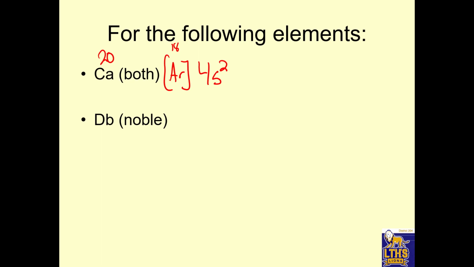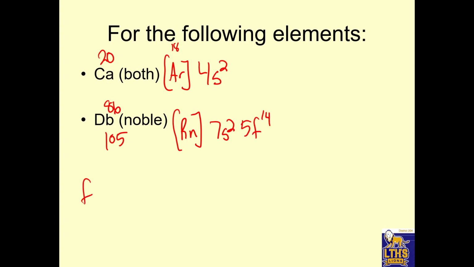Okay. Db, I've got to find that on the periodic table. Db is number 105. The preceding noble gas is radon, number 86. So I'm going to put Rn in brackets. And then I've got to do 87 and 88. 7s2. 89 to 103 is going to be that bottom layer. That's going to be 5f14.